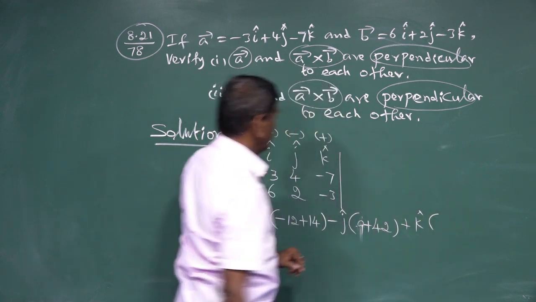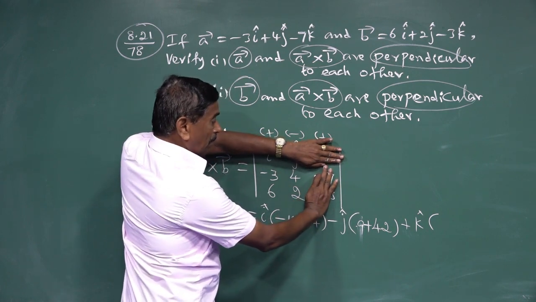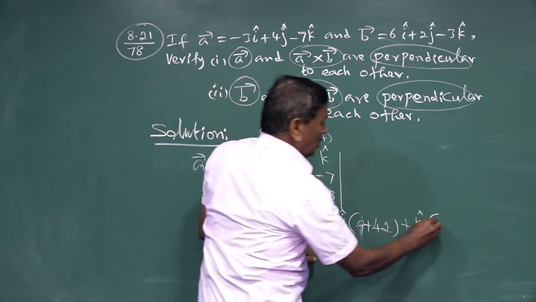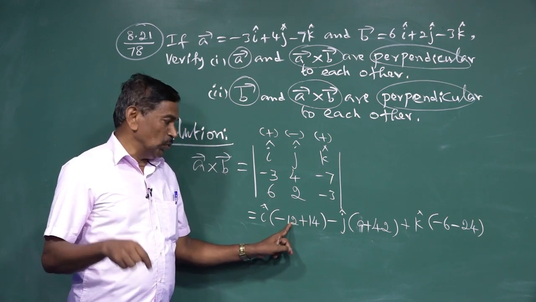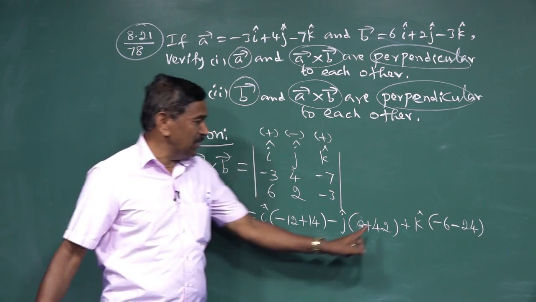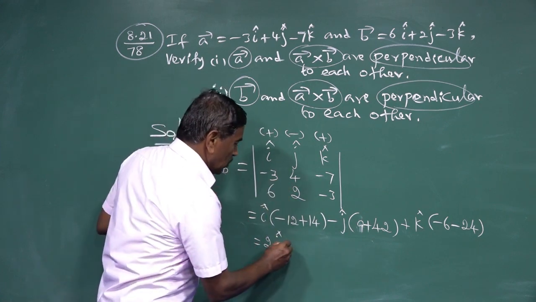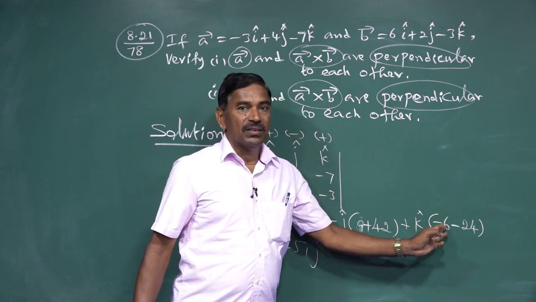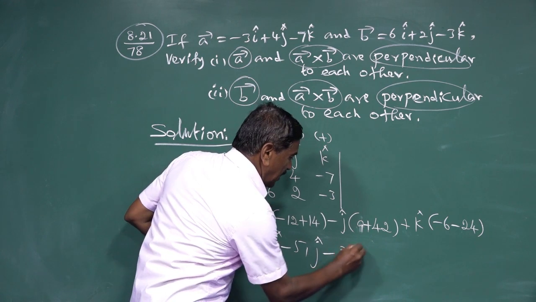Plus into k cap. Now forget its respective row and column. What is your answer? Yes, minus 6 minus 24. Minus 6 minus 24, minus 12 equal to? Yes, 2. So 2 i cap. Next, 42 plus 9? Yes, 51. 51 with minus, so minus 51 j. Minus 24 minus 6? Yes, minus 30. So minus 30 k cap.